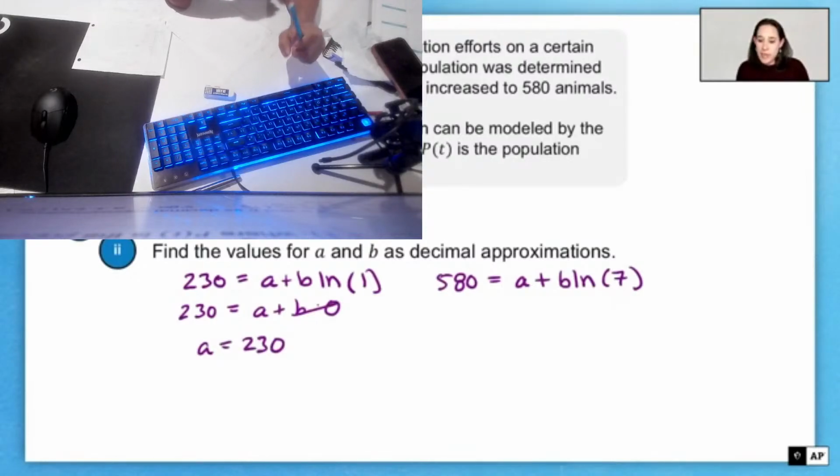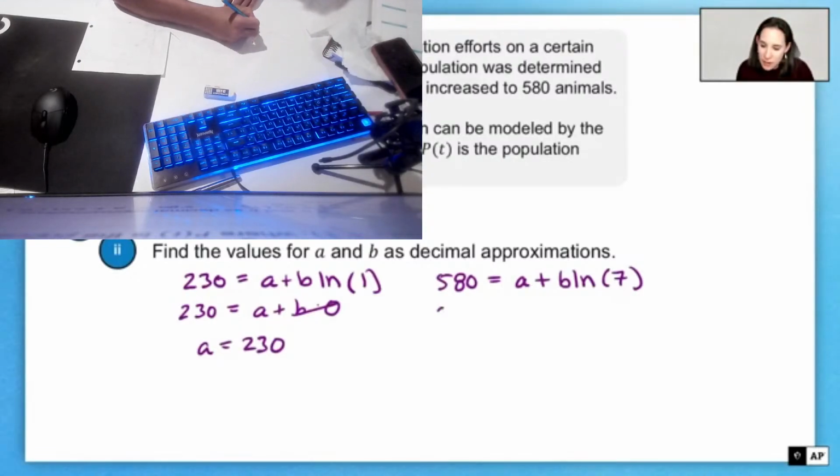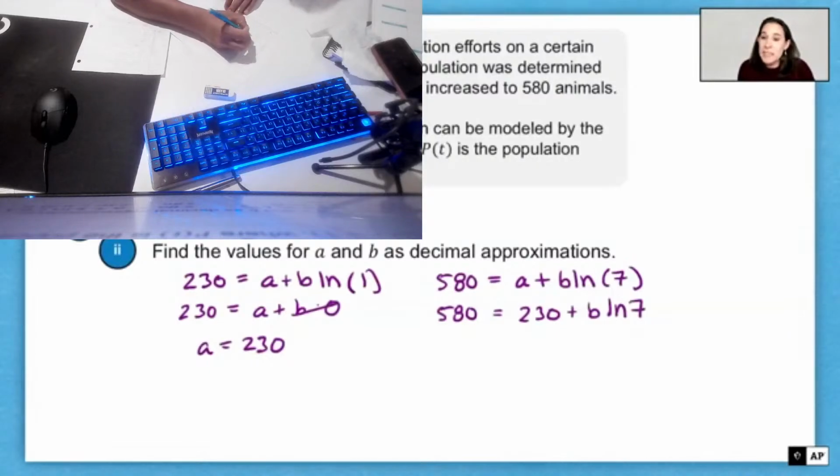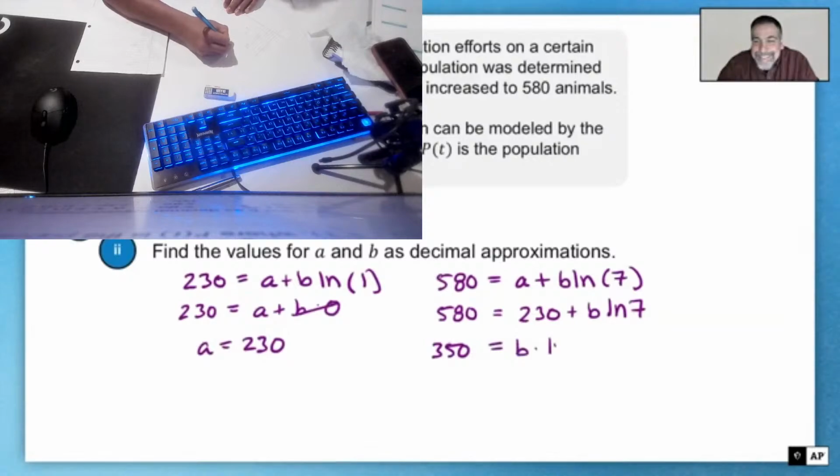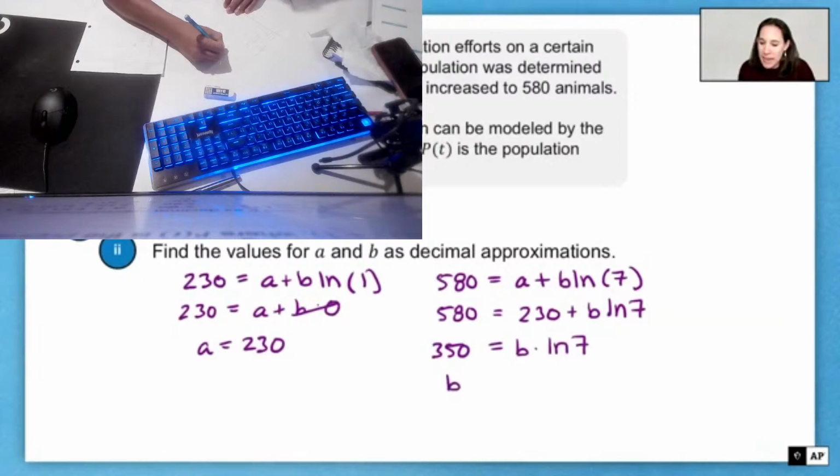So now I can substitute that a value into my other equation. I have 580 is equal to 230 plus b ln of 7. I want to get that b value by itself. So I'm going to start by subtracting that 230, and that's going to give me 350. Keep an eye on me, sometimes I make arithmetic mistakes. So I've got b times ln of 7. And to isolate that b, I'm going to divide by ln of 7. So now I have b is equal to 350 divided by ln of 7.